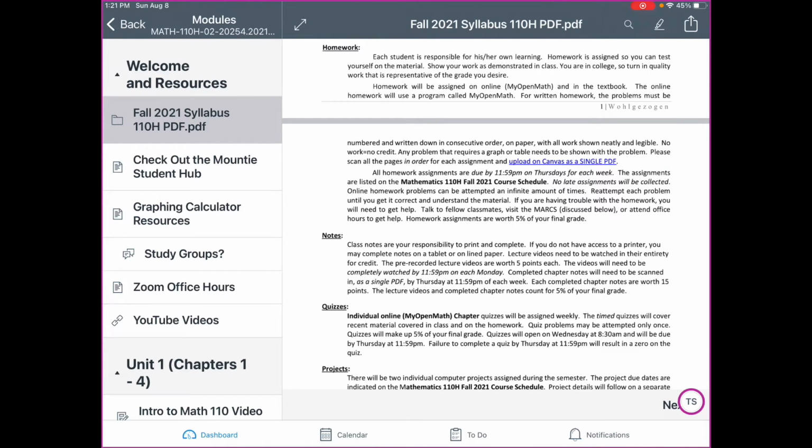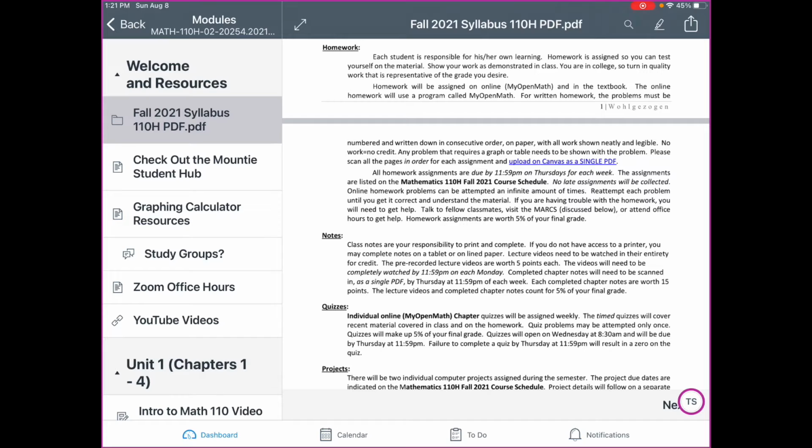Homework, it says each student's responsible for his or her own learning. Homework is going to be assigned through online MyOpenMath and in the textbook. Online homework, we'll use a program called MyOpenMath, which is embedded into Canvas, so you don't need to do anything to log into it. For written homework, the problems must be numbered and written down in consecutive order. The homework from the textbook is coming from the 14th edition, which is going to be different than all the previous editions. And so you want to make sure you have a copy of the 14th edition.